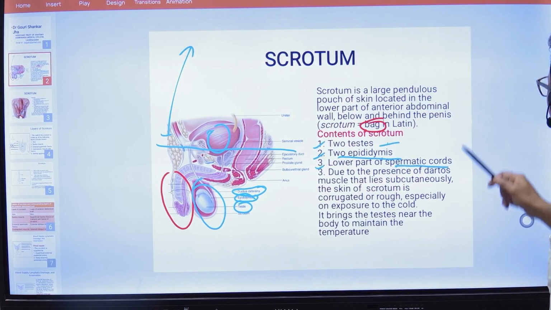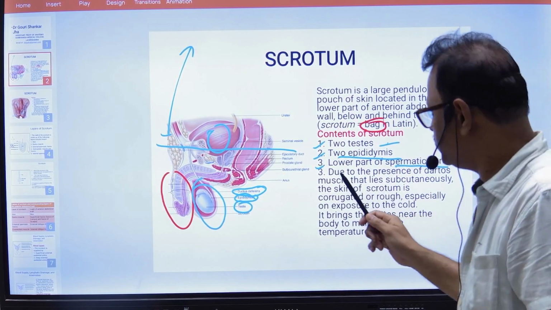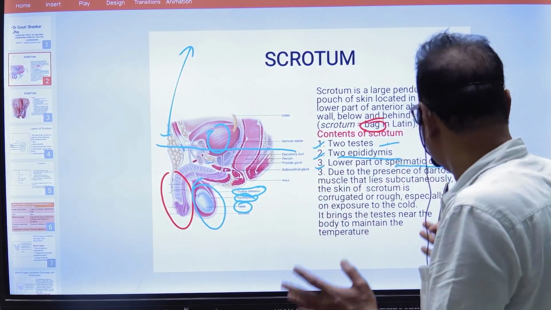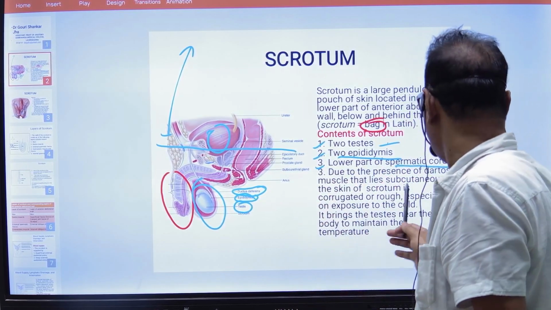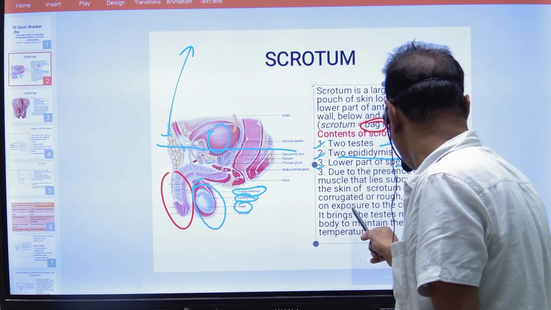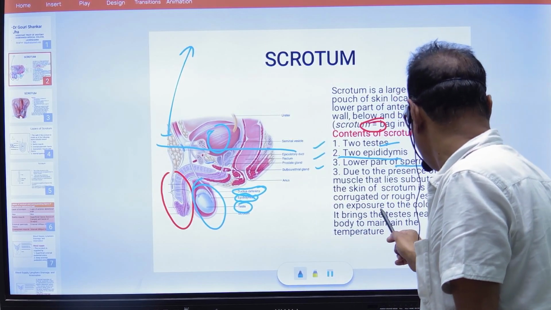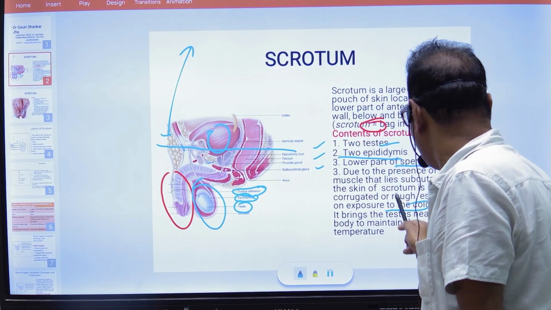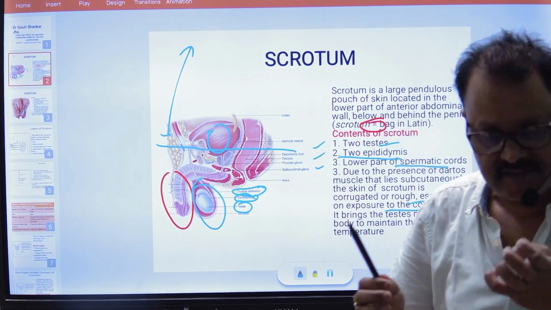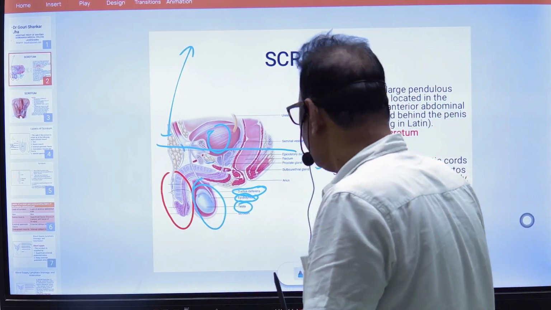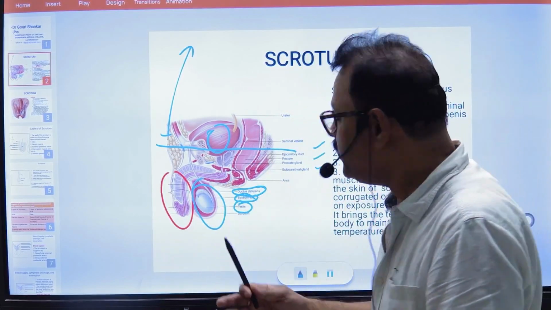Talking about the skin of the scrotum, the skin is corrugated or rough due to exposure, especially exposure to the cold. It becomes constricted, and in hot weather it gets elongated to maintain the temperature inside the testis.